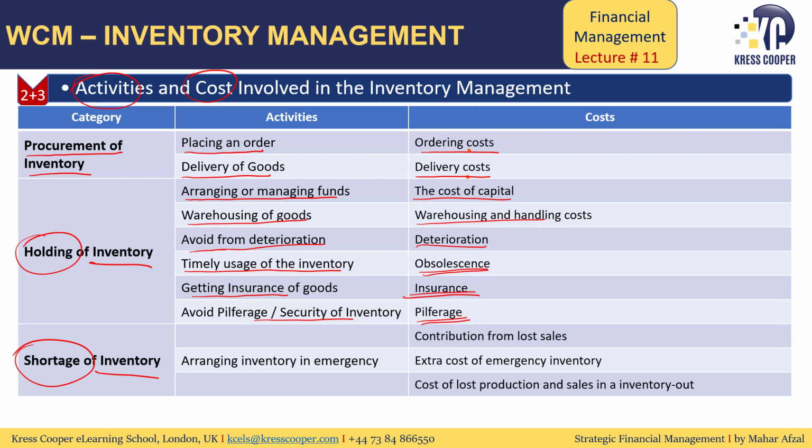So far as shortage of inventory is concerned, arranging inventory in an emergency will be the main activity in case there is a shortage of inventory, and the cost will be the extra cost of emergency inventory, and the business will lose the contribution as well. So contribution loss will be there, the cost of loss of production and revenue when the inventory is out. These will be the related costs.